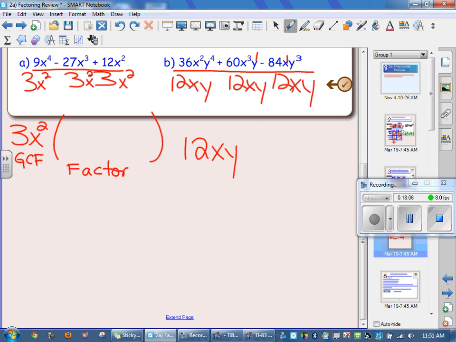Okay, let's divide them. 3 dividing by 3 gives me a 3. I subtract my x's and get x squared. Negative 27 divided by 3 is a negative 9. How many x's left? 1 of them. Good. Do you have to show that hiding 1? No, but you have to know he's there.